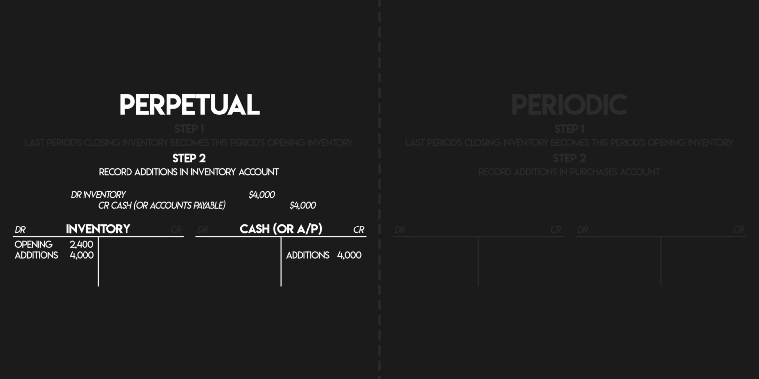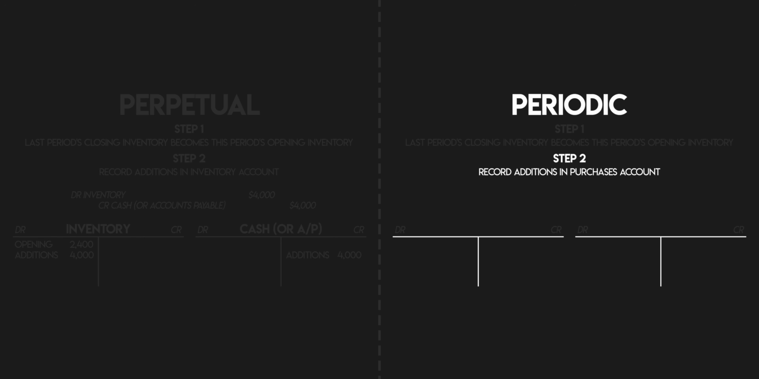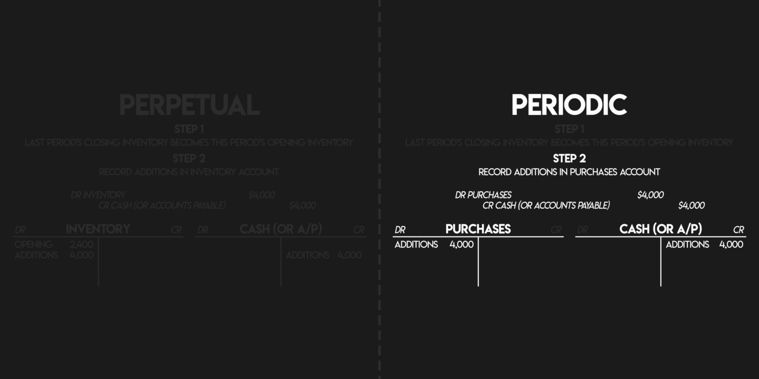But what about the periodic system? Here, the journal entry is very similar, however there's one subtle difference. You don't debit your inventory account. You debit your purchases account instead. You debit purchases by $4,000 and you credit cash or accounts payable by $4,000.